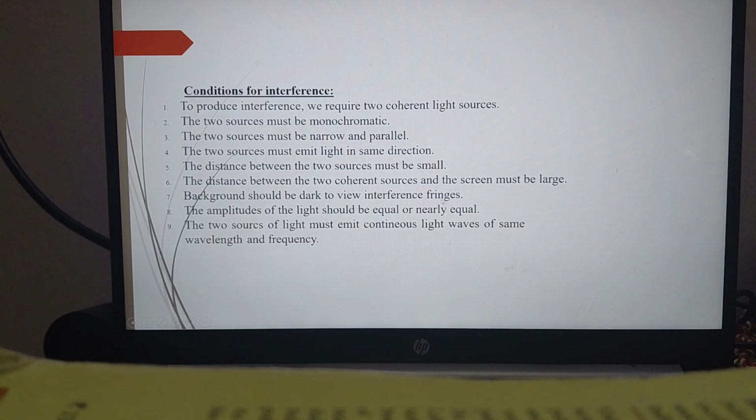The amplitudes of the light should be equal or nearly equal. So in constructive interference, the two sources of light must emit continuous light waves of the same wavelength and same frequency. That is why we use a sodium vapor lamp in the Newton rings experiment, that is monochromatic light.